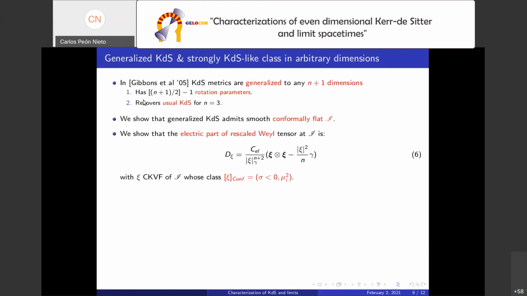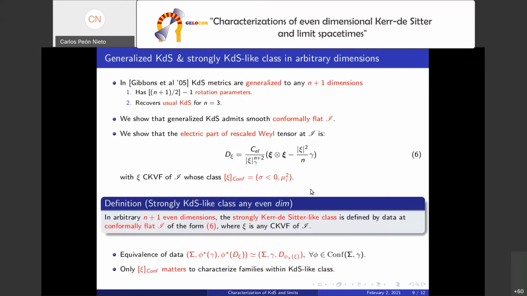conformally flat scri. And we have also shown that the electric part of the rescaled Weyl tensor at scri has this form, which is the one we expected to obtain, being psi a conformal Killing vector field of scri, whose conformal class lies in the region of negative sigmas. Now, with these results, it makes sense to extend the definition of the strongly Kerr-de Sitter-like class to arbitrary even dimension by data which are a conformally flat scri and a TT tensor of this form, where psi is any conformal Killing vector field of scri.